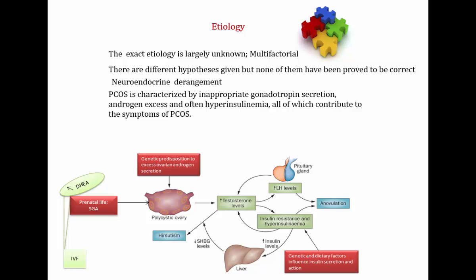There is neuroendocrine derangement. As we see, there is some disruption in LH and FSH and oversecretion of androgens. PCOS is characterized by inappropriate gonadotropin secretion, androgen excess, and often hyperinsulinemia, because excess androgen will make the cells irresponsive to insulin. So there is still glucose in the bloodstream, which causes an increase in glucose. The cells become glucose intolerant, and there is more secretion of insulin in order to enable the cells to move the glucose inside. So this is insulin resistance, and this is a pre-diabetic condition.